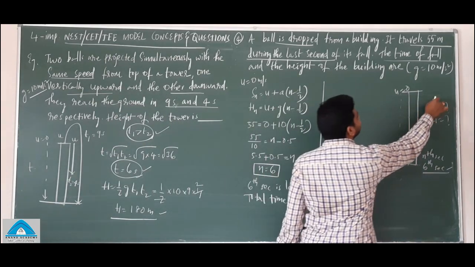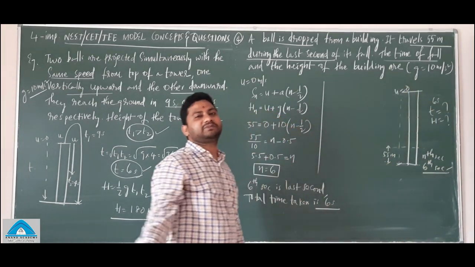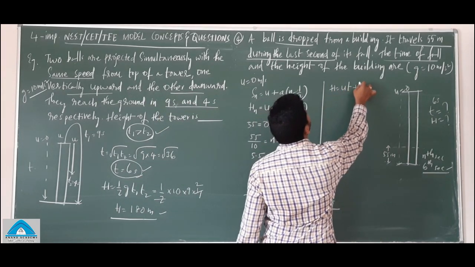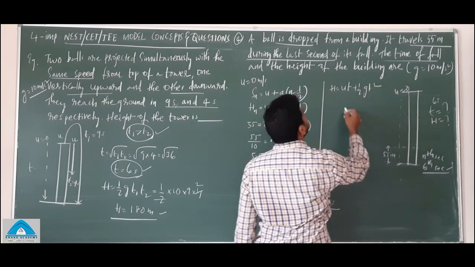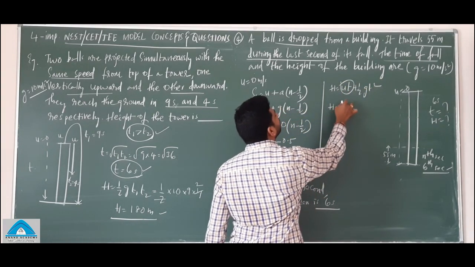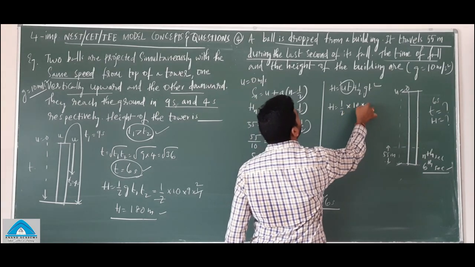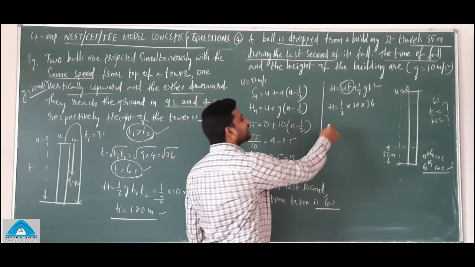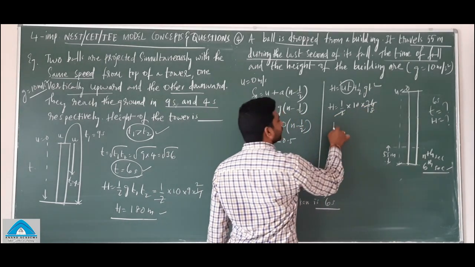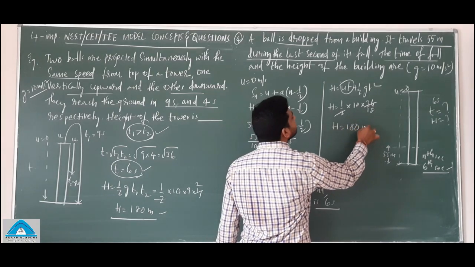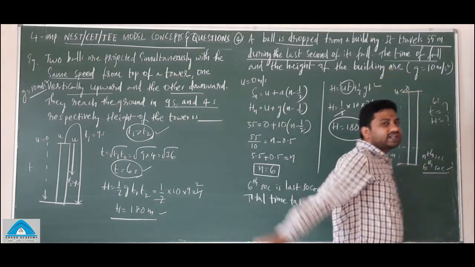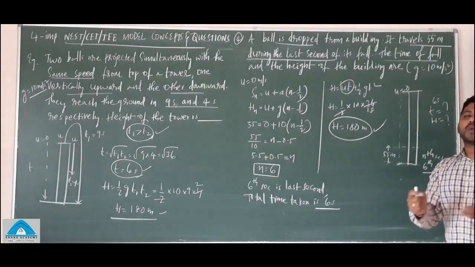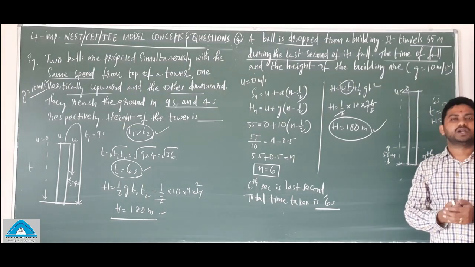Because the total time is 6 seconds, and you know the initial velocity of the body is 0, then you can find h is equal to ut plus half gt square. This is 0. h is equal to half into 10 into, what is the total time taken? 6 seconds. 6 square is 36. So this is 2 18. So 18 tens are 180 meters. That's it. Your time of fall is 6 seconds, and the total height of the tower is 180 meters. Right?